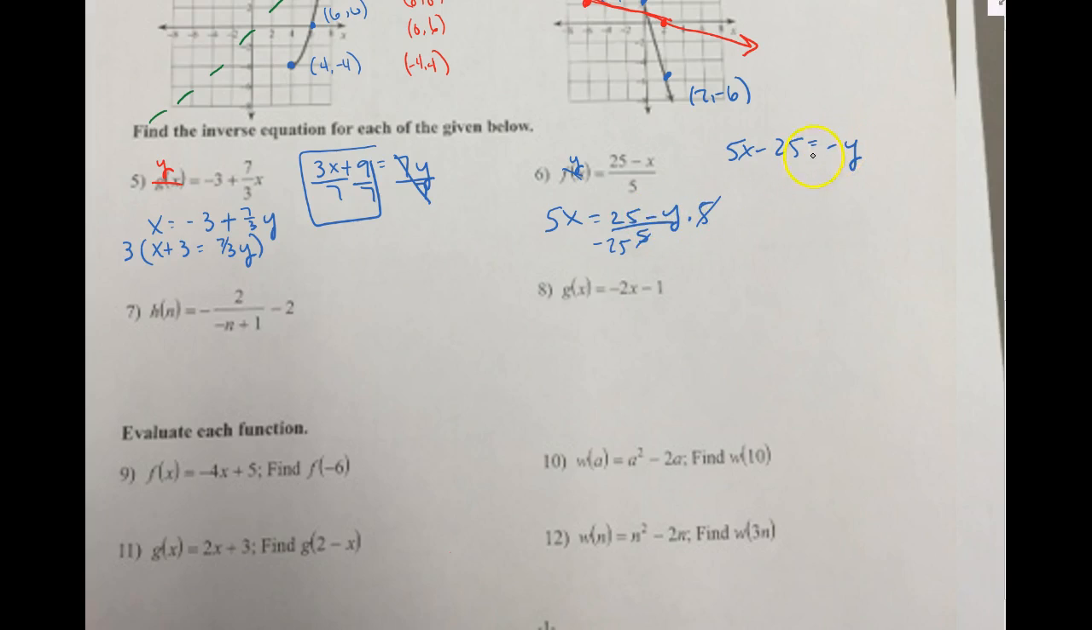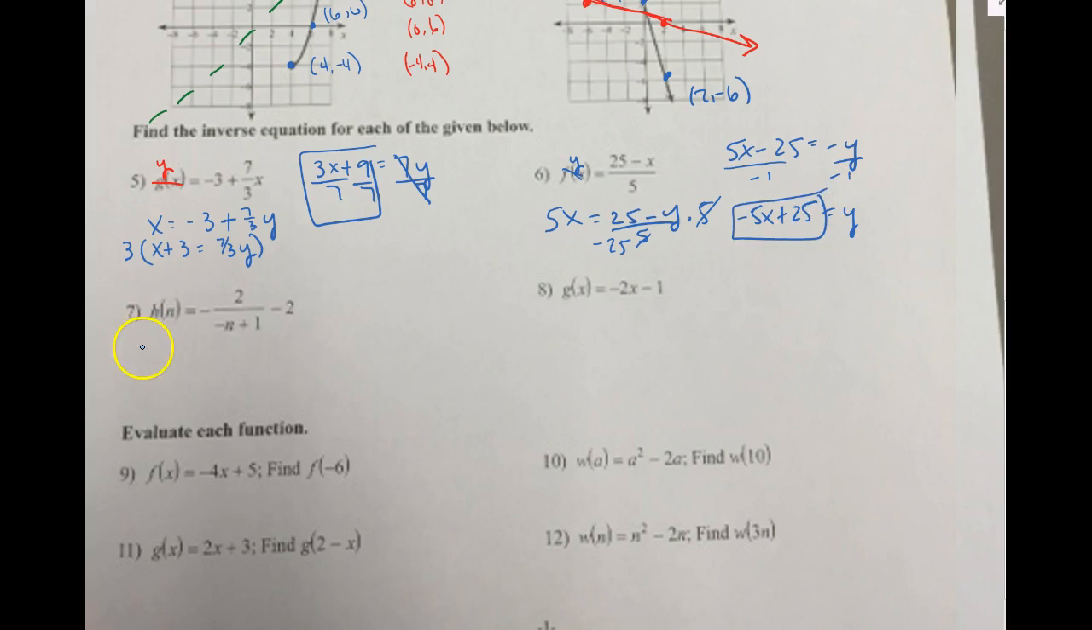And now to get the negative off the y, you're going to divide everybody by negative 1. And so when you do that, it just changes the signs. So it'll be negative 5x plus 25. Okay, and that would be your inverse.